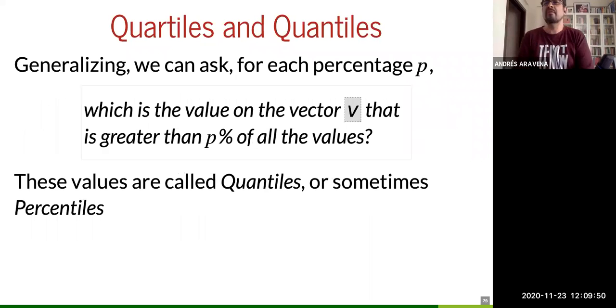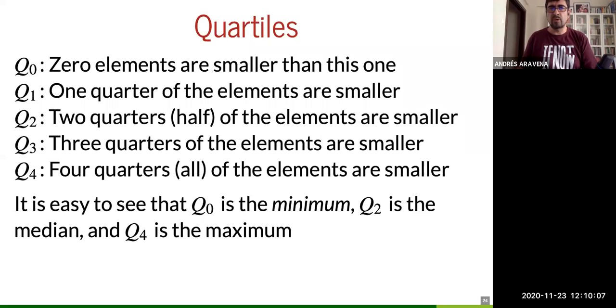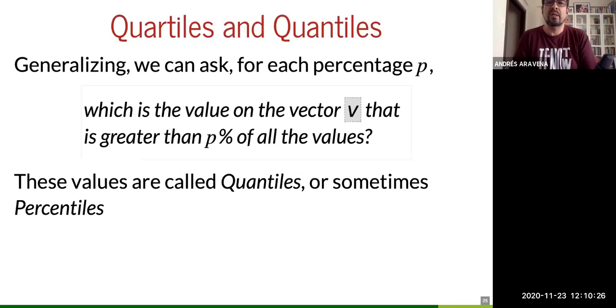Okay, let's make it even more. Sometimes people ask even more, like, what is the value that has some percentage, like 10% or 90% or 1%? Essentially, here we took quarters: 1 quarter, 2 quarters, 3 quarters, 4 quarters. So we're moving in blocks of a quarter, or blocks of 25%. What if, instead of 25%, I want to move by 10% or by 1% or something like that? Well, that is not a problem.